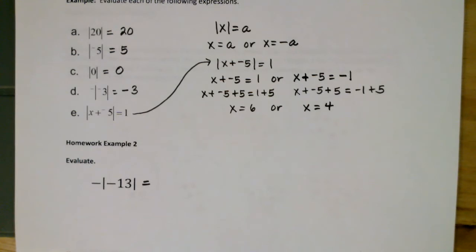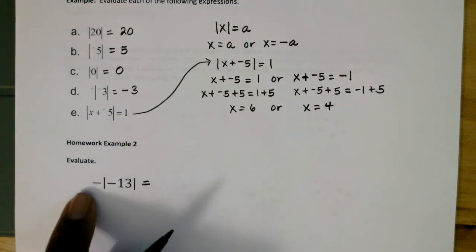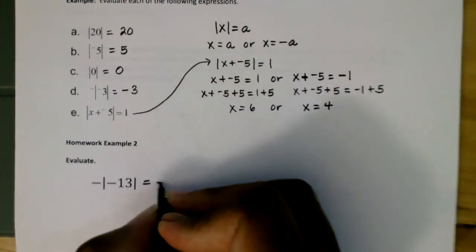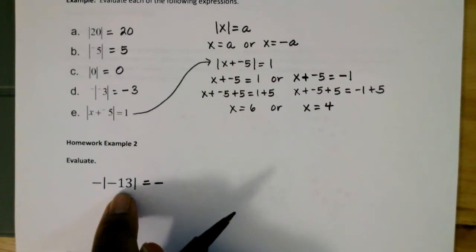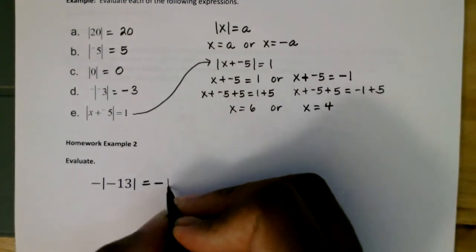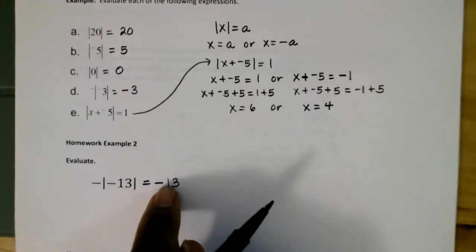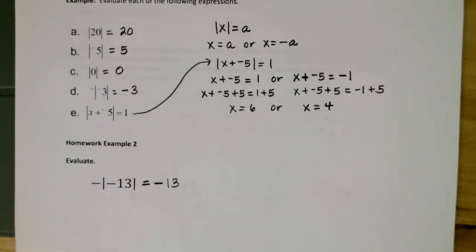Now for this example, the opposite of the absolute value of negative 13. Well, there's a negative sign in front, so I'll go ahead and bring that over. Let's do the opposite of the absolute value of negative 13. Well, that's 13 units to the left of 0. So the absolute value of 13 will be 13. The negative sign gives us the answer of negative 13. Okay.